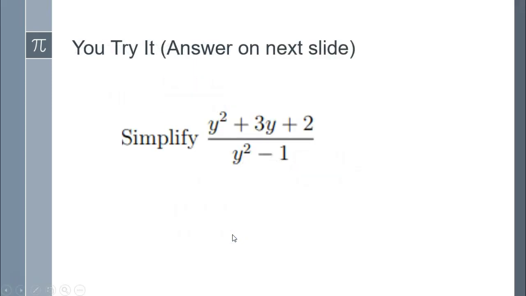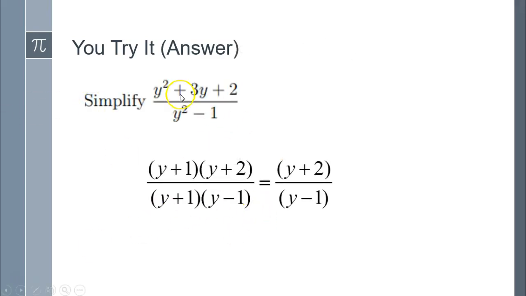Alright, now here's one for you to try. I want you to stop the video in a moment and try factoring and reducing this problem. Hopefully you stopped the video. If you didn't, stop it now and do the problem. Alright, we're back, and I'm going to show you the answer.